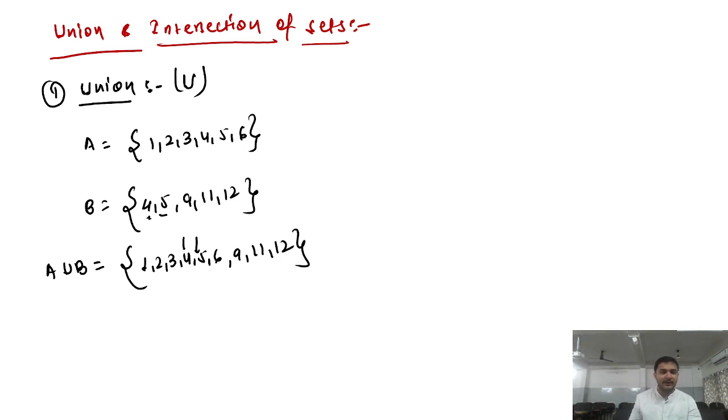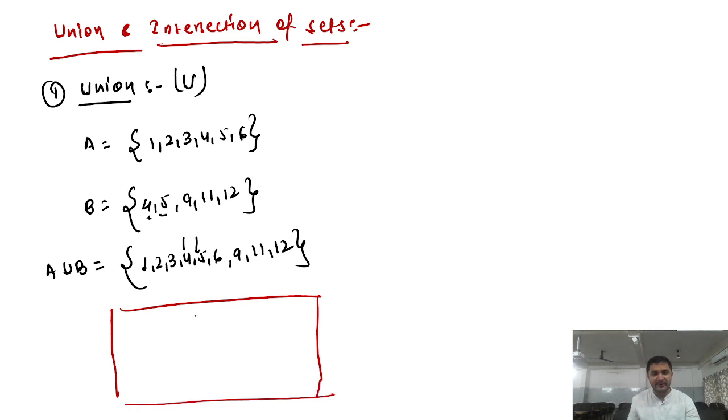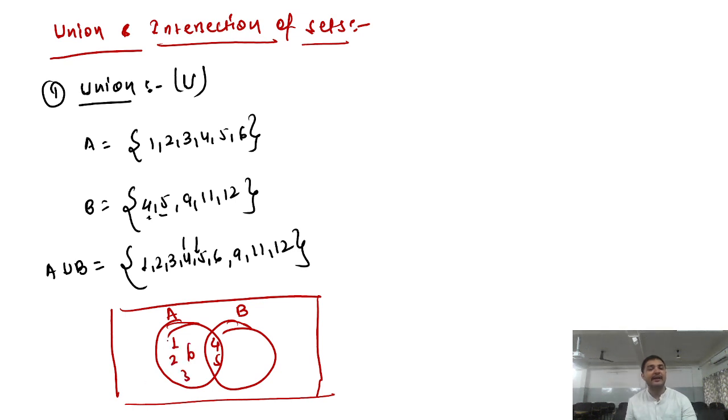Okay, that means we'll draw the Venn diagram. See, what is a Venn diagram? Basically we'll have some rectangle. Inside the rectangle we'll draw some circles. These circles represent the given sets, let's say, right? Common part we know is 4 and 5, so I'll write it here. Then 1 2 3 6 will be in A alone. Now tell me, what is B? 4 5 we have already written, 9 11 12.